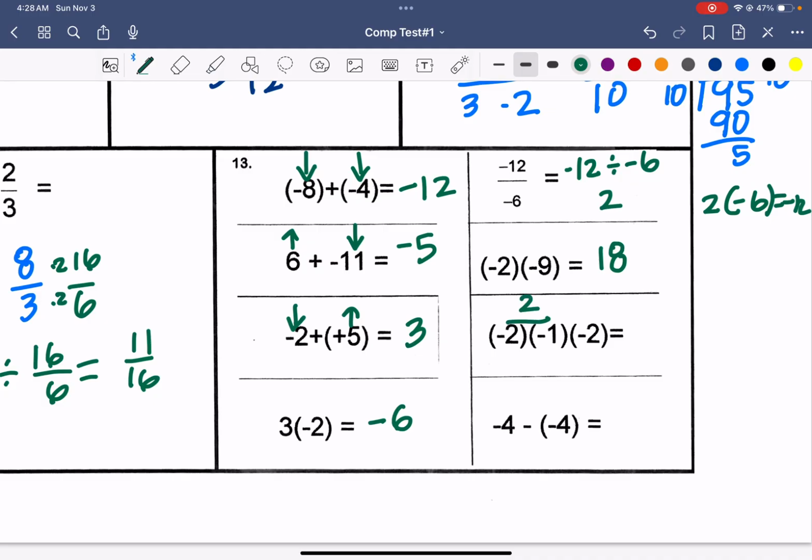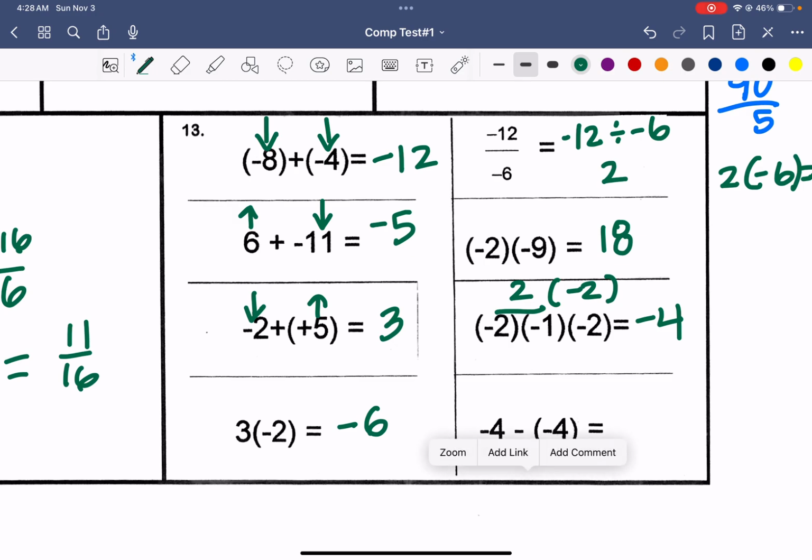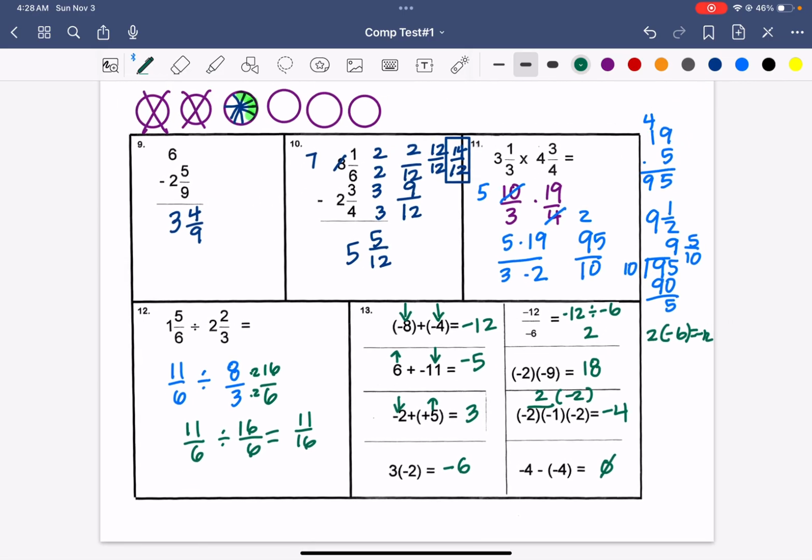Here is 2 times negative 2, so 2 groups of negative 2 is negative 4. Here is negative 4, and you're going to take away the opposite of negative 4. So you have negative 4, and you're taking away the opposite of negative 4. So it's 0.